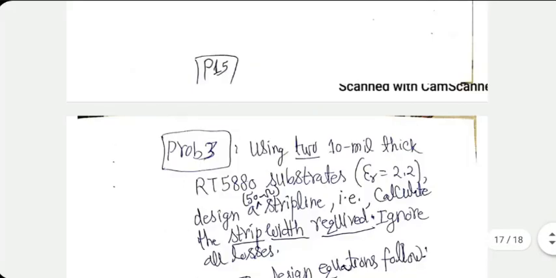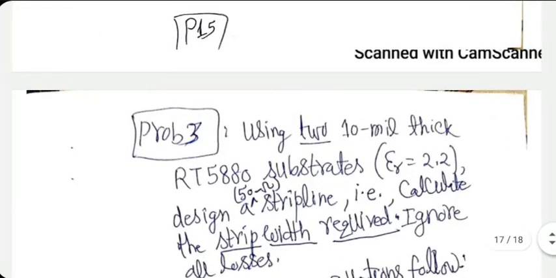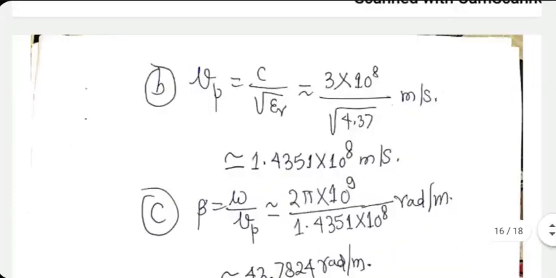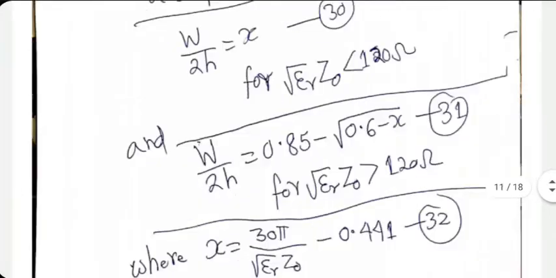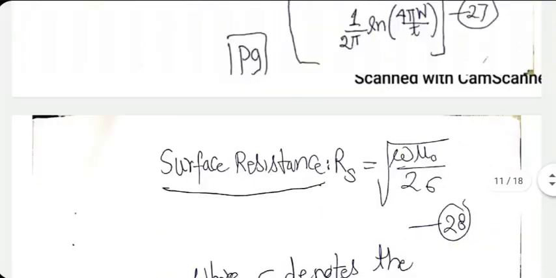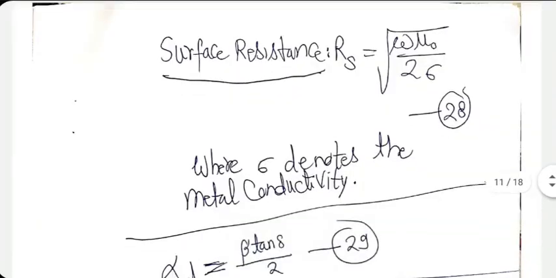Problem 3, using two 10 mil thick Rogers material having epsilon r equal to 2.2, and it's a design problem now. You are supposed to calculate the width required for obtaining a 50 ohm line using two RT5880 substrates with 10 mil thickness each. Ignore the losses. So now you will use design formulas. Formula sheet will be with you in the exam. We'll have to figure out a way of how to get it to you, but you have to use the correct formulas depending on what is being asked.